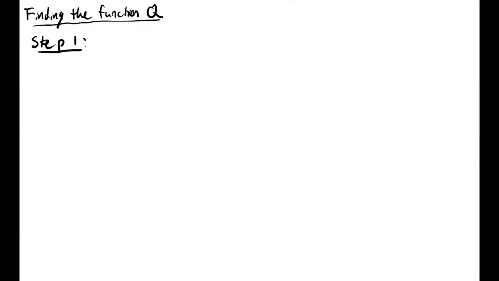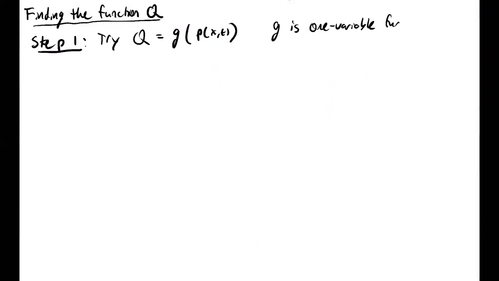And so what we want to do is try, well, what's the simplest option here? Maybe q is given by composing a function of one variable with something that depends on x and t. So I'm going to try q is equal to g of some function p of x, t, where g is a function of just one variable. Which means that the input of g is just a real number, and then I'm inputting some other function p, which may depend on x and t. But as I just said, I want this to be simple, so we're going to try to guess a simple version of p.